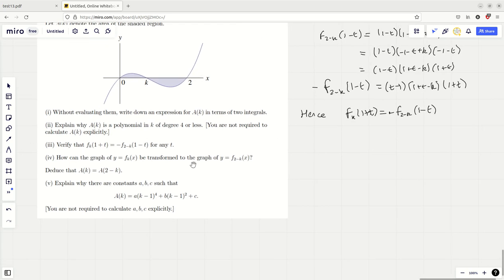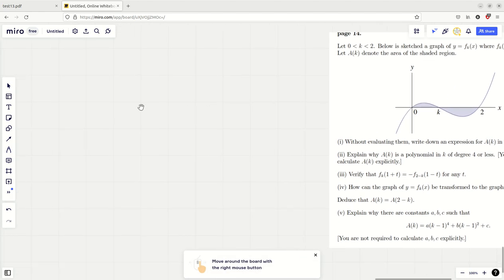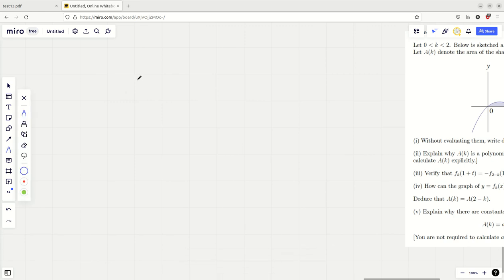Anyway, the interesting bit: how can a graph of f of x be transformed to the graph of f of 2 minus k of x? Now this ties into something I said in my last video about reflecting in the line x equals a value. Can I just talk to you about something very much related to the point I'm going to make here? Oh dear, oh dear, my axes.